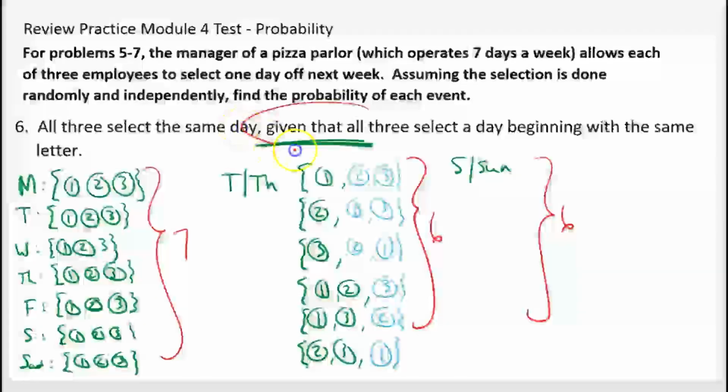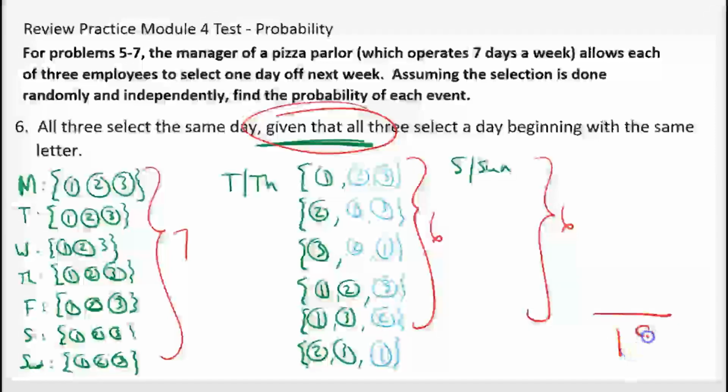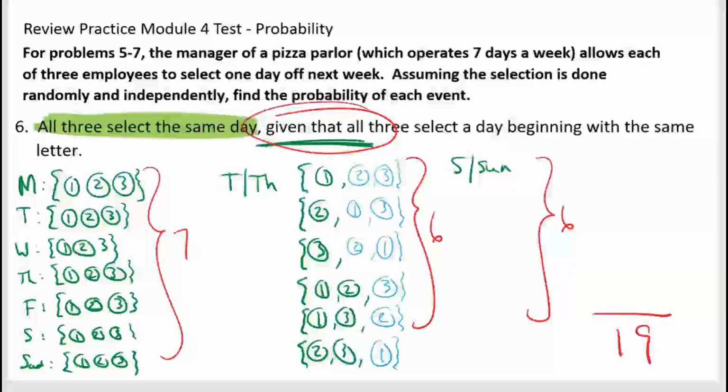So whenever you do a given that problem, remember the denominator is how many meet that criteria, the given that. And the given that is all 3 select a day beginning with the same letter. That's what we were listing. Every possibility when all 3 employees could pick a day starting with the same letter. Well, there's 19 of them. 7 plus 6 plus 6. But now, what goes in the numerator is all 3 select the same day. Now, how many of all those 19 do we have listed where they're all the same day? Well, that's this first list over here.